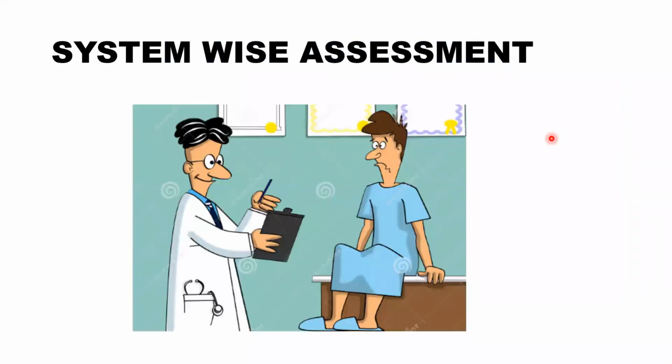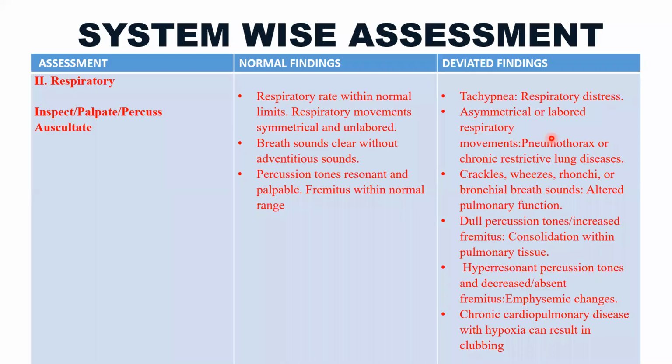Okay, now we have discussed the skin, nails, and hair, how to inspect, what is a normal finding and what are abnormal or deviated findings. Now we are going to move on to the system-wise assessment. System-wise, what all you should look for. So let's see the respiratory system.